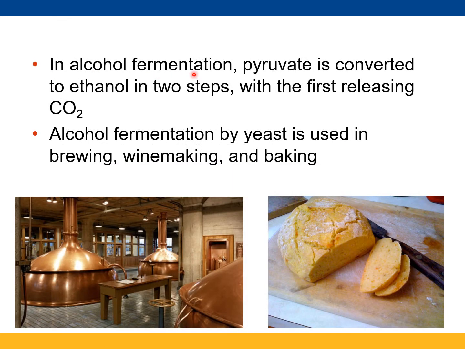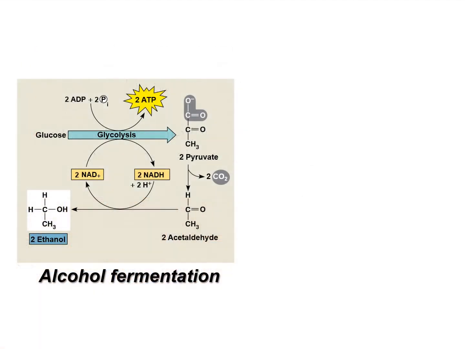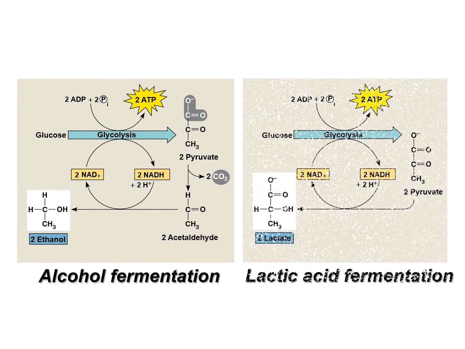In ethanol fermentation, alcohol fermentation, we're converting pyruvate to ethanol. Pyruvate's a 3-carbon molecule, and ethanol is a 2-carbon molecule. It's 2 steps, and we're going to release one of those carbons as CO2. Yeast, which is a eukaryote, is often used in this situation because it has the metabolic machinery for doing that 2-step reaction. Here are the overviews of alcohol fermentation and lactic acid fermentation.